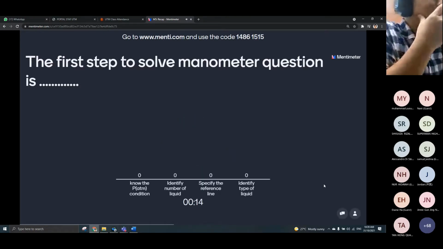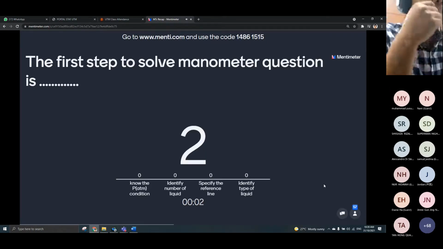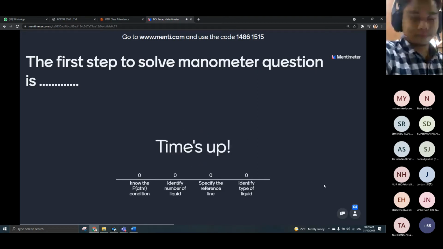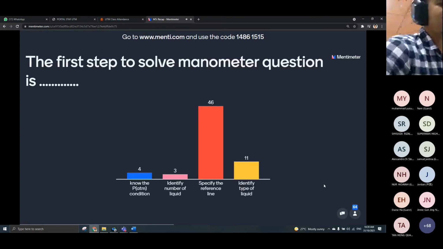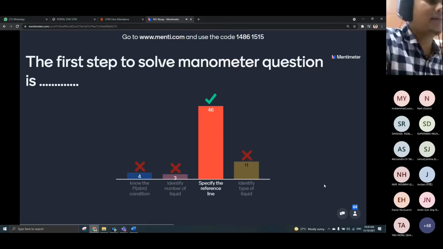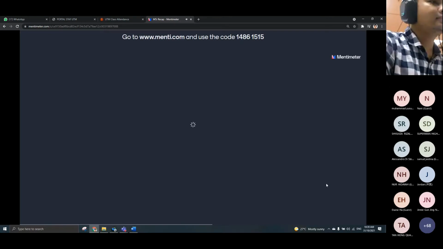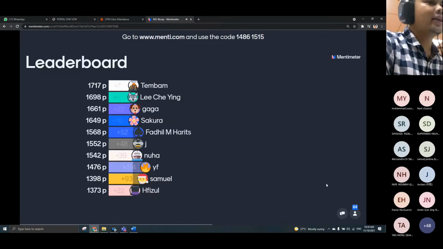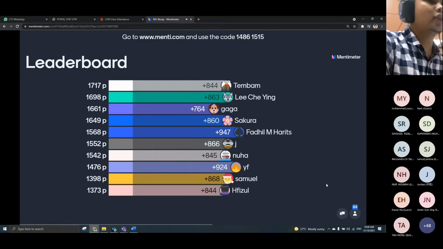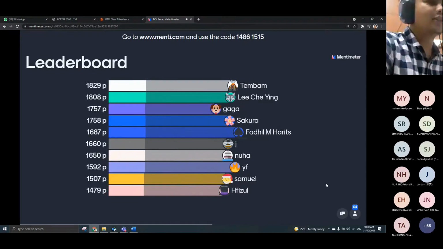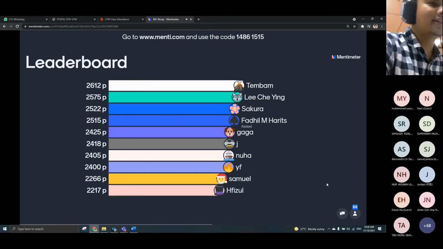Okay, the first step to solve a manometer question is how? Remember, our first step is to specify, to identify what? I hope you get all this right. Yes, the majority of you are right. Specify the reference line first. Let's see the fastest and top ranking here. We have Hafizul, Samuel, Noha. Noha is always okay. Noha, Gaga, Fadil.